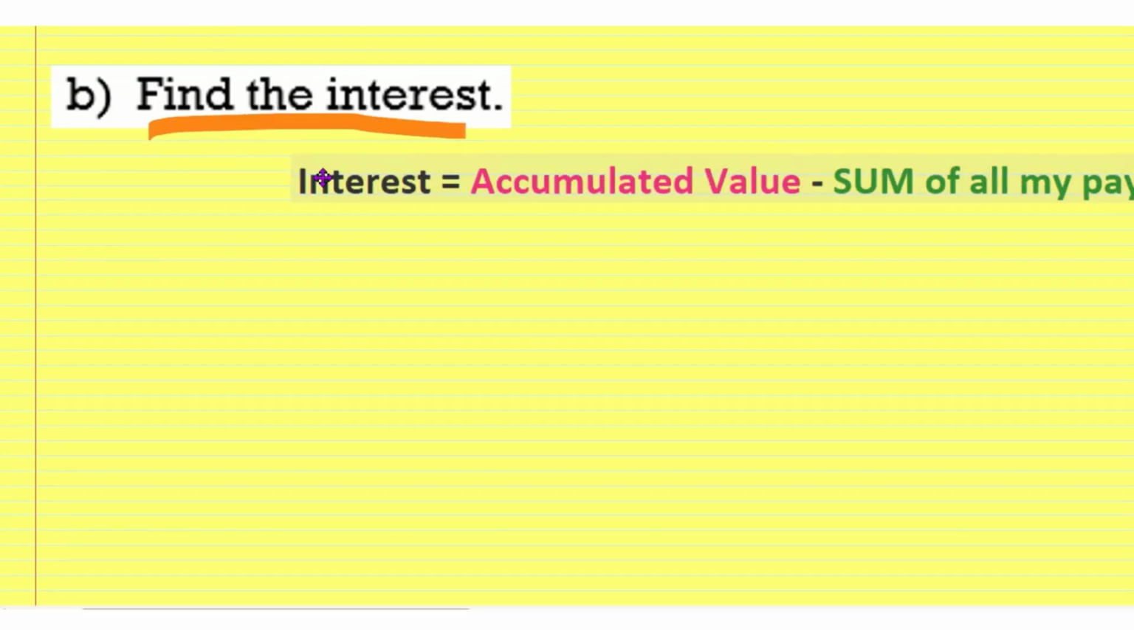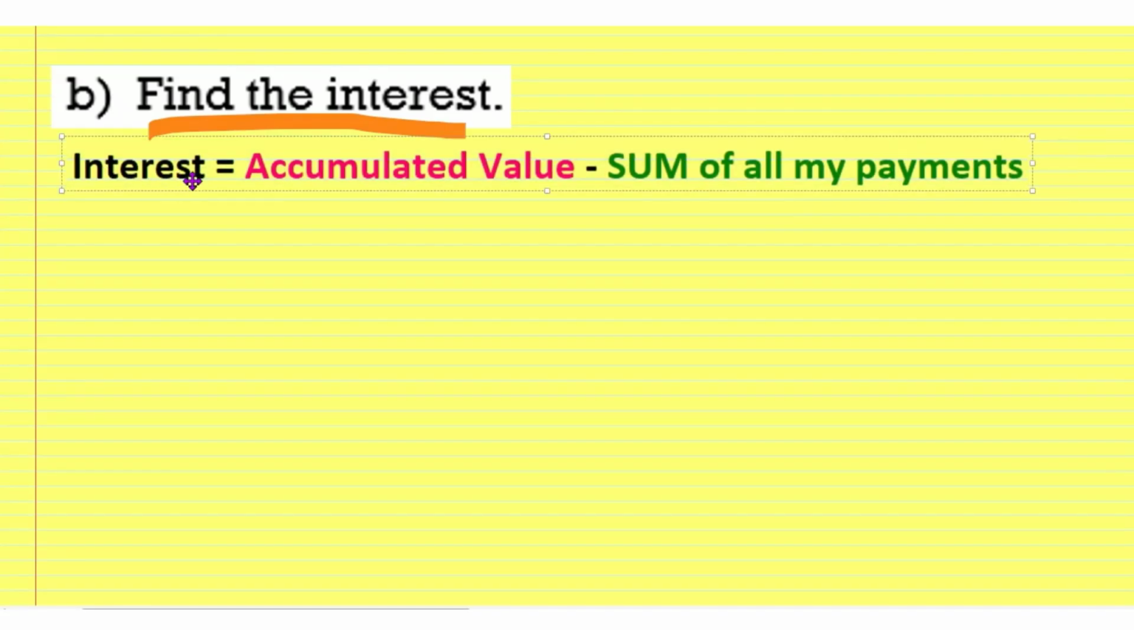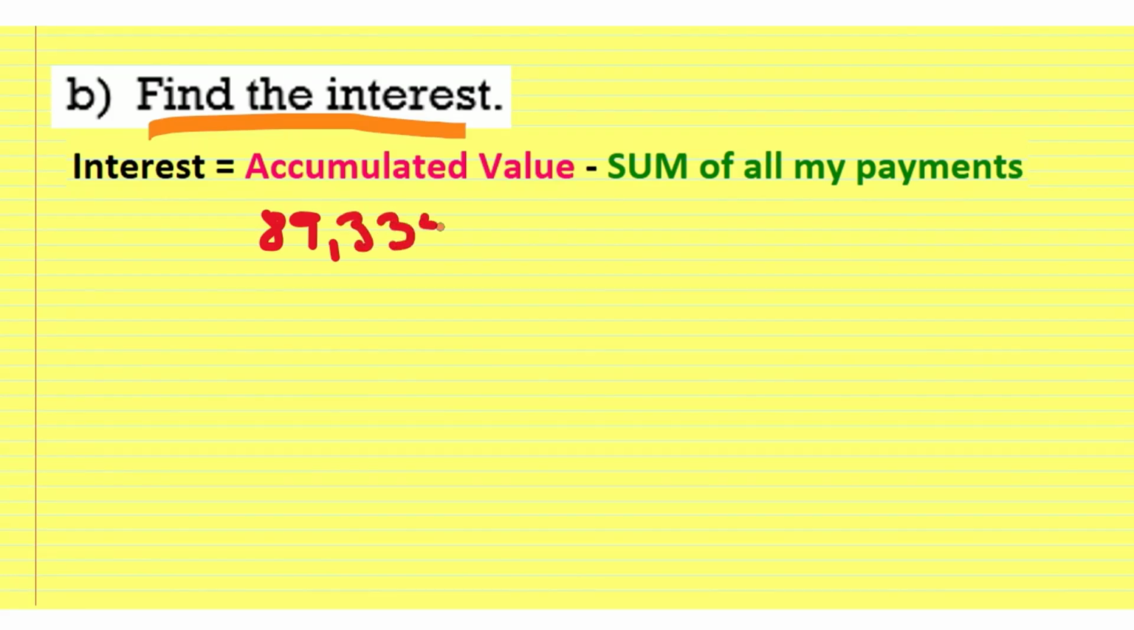Part B wants us to find the interest of our annuity. So how are we going to go about that? Well, we could find the interest by looking at the accumulated value and subtracting the sum of all my payments. We know from Part A that our accumulated value is $89,334. That's the accumulated value of our 20-year annuity.